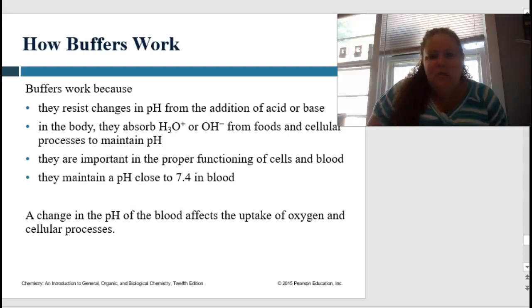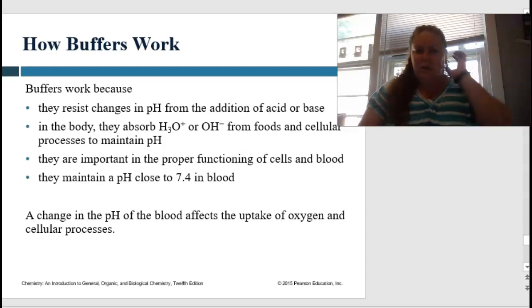In the body, they're going to absorb that H3O+ or the OH from foods and cellular processes to maintain that homeostatic pH. They're important in the proper functioning of cells and blood, and they maintain that homeostatic pH level close to 7.4 in the blood.